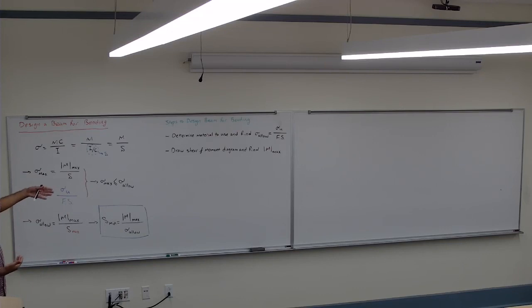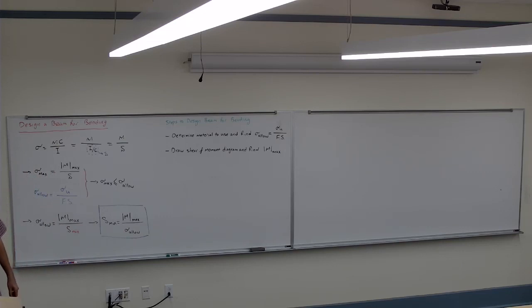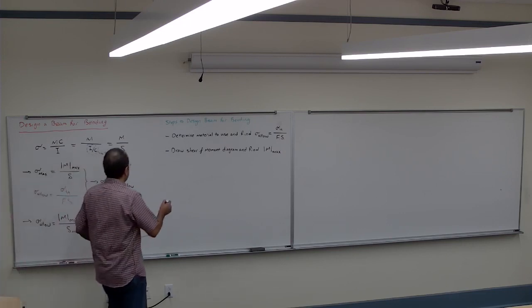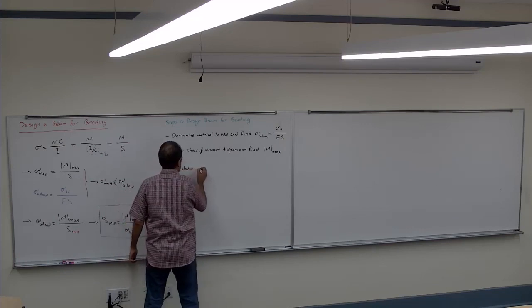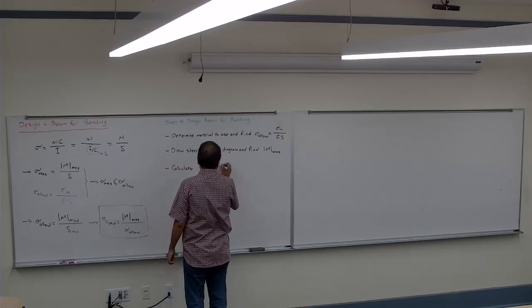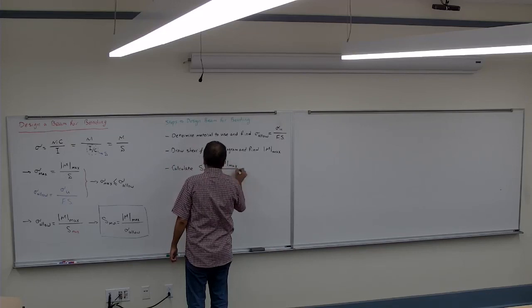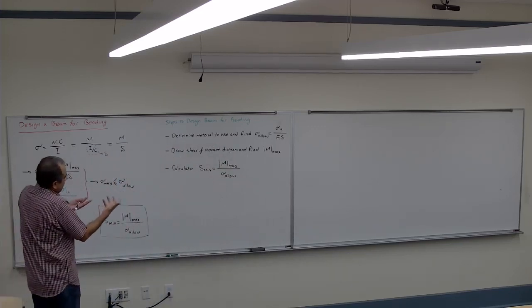So now that we have these two, the allowable shear and this maximum, we can go there and calculate S min, which is equal to M max divided by sigma allowed. So now we know that this is the minimum S that our cross section should have.